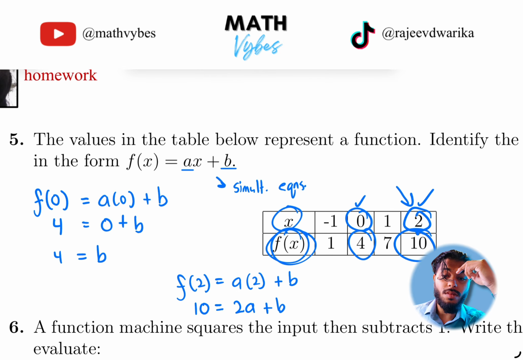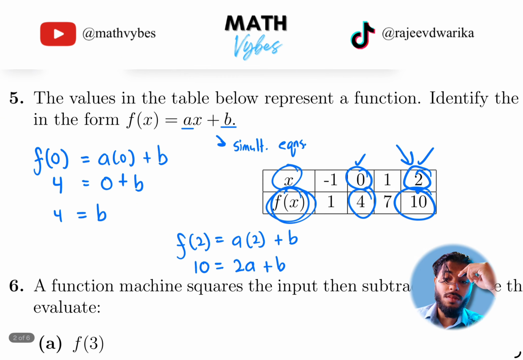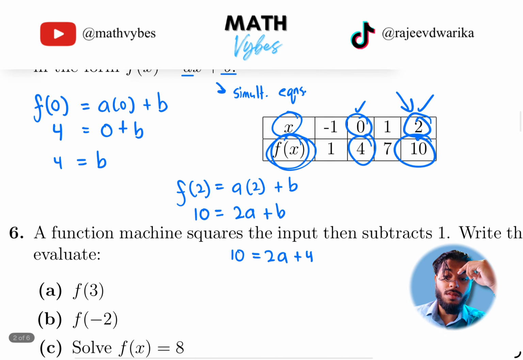Now, earlier, we solved for B. We actually know what B is, right? B is actually 4. So anywhere that I see B over here, I'm not going to leave it. I'm going to write 4. So 10 is going to be equal to 2A plus 4. Now, in this scenario, we just have to solve for A. So we have to make A the subject of the formula.